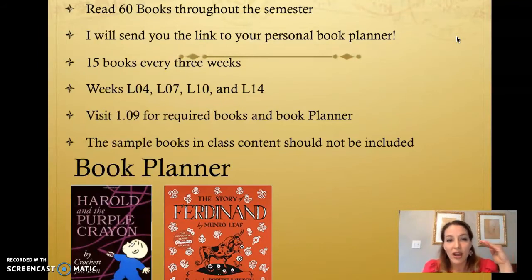And you fill it out for every single book that you read. I don't send those until everyone has sent me their Gmail address. So if you haven't sent me your Gmail address, send it over, and I send those all at the same time. So you can start filling out your book planner.